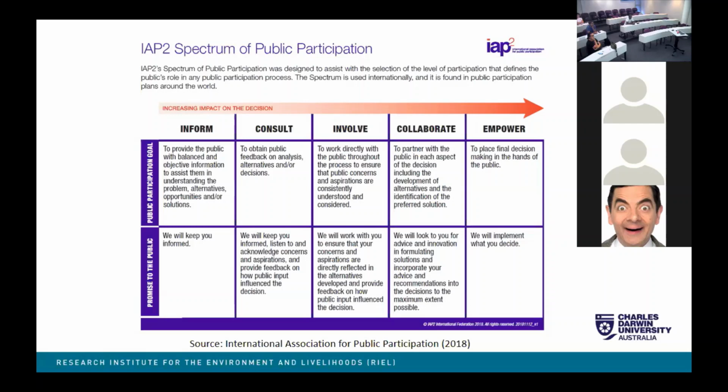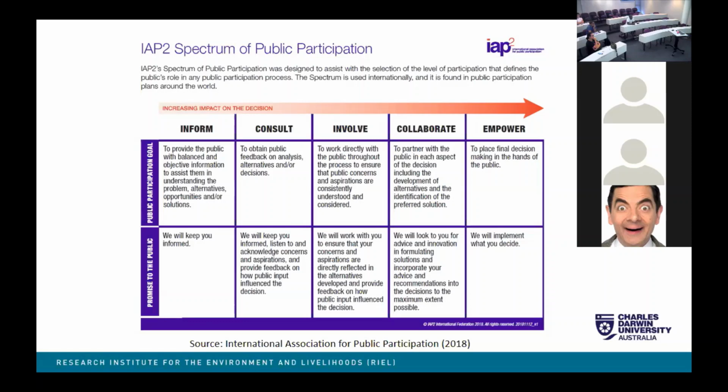And then finally, to place final decision-making in the hands of the public. Now, that doesn't mean that we can unpack that. It doesn't mean people saying, yes, do whatever you want. It's actually starting here and building this partnership so that the public actually is helping with decision-making. Or your partners or whoever will use the public.